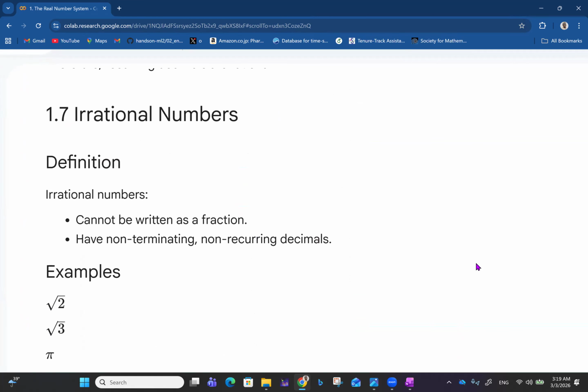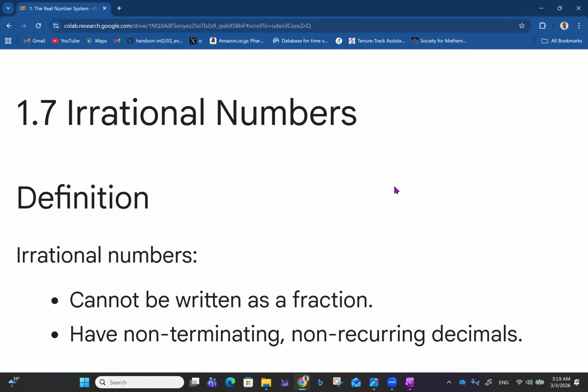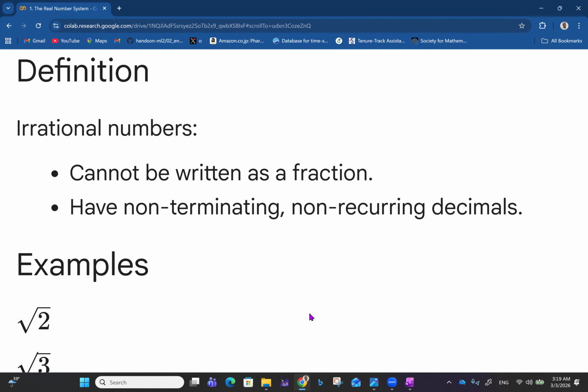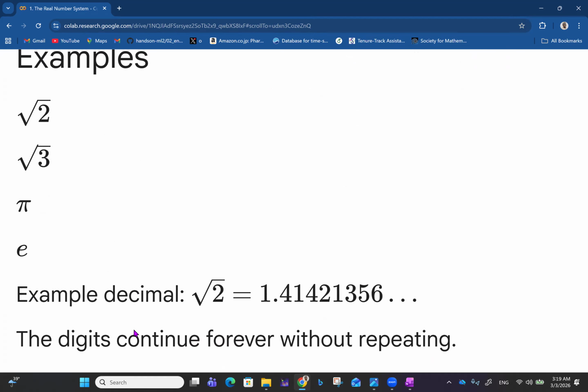But then let's look at the idea of irrational numbers. Okay, let me focus on it step by step. Irrational numbers cannot be written as a fraction, and they have non-terminating, non-recurring decimals. If you have terminating decimals or recurring decimals, you can still write them as fractions, and they are rational numbers. But any number that cannot be written as a fraction, with non-terminating and non-recurring decimals, is irrational. Very good examples include root 2, root 3, pi, e is 2.718, blah blah blah, and pi is 3.142, and so on and so forth.